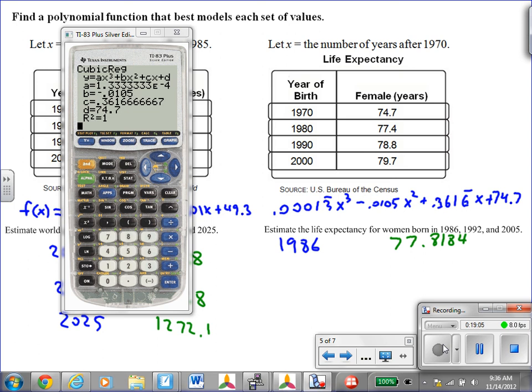Here's the deal. The more decimal places you put out there, the closer your answer is going to get. But for us, we know that 1986 is between 1980 and 1990. So we know that our answer has got to be someplace between 77.4 and 78.8, right? So it's a pretty good guesstimation that 77.8184 is close. You might have to round a little bit. You probably want to go further out in decimal places if you want a more exact answer.